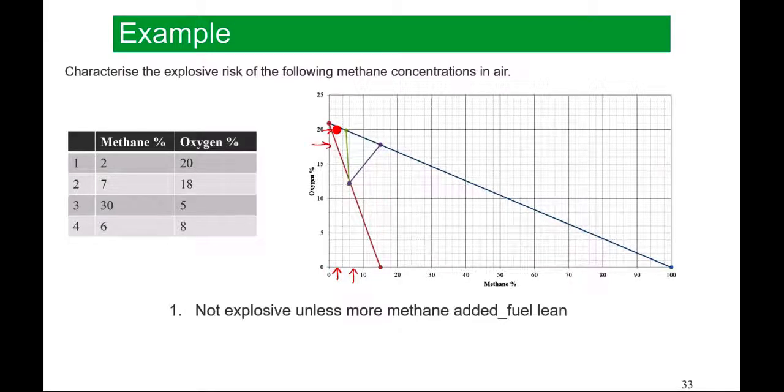The second scenario is we have 7% methane here and 18% oxygen here. If we plot that on this covert triangle, it lies here. It is in the explosive zone. So the gas mixture is explosive.